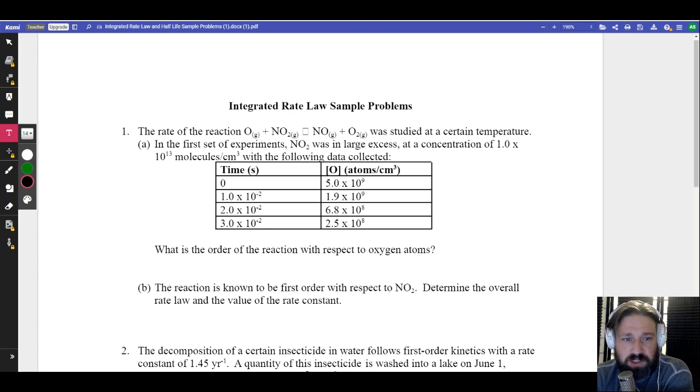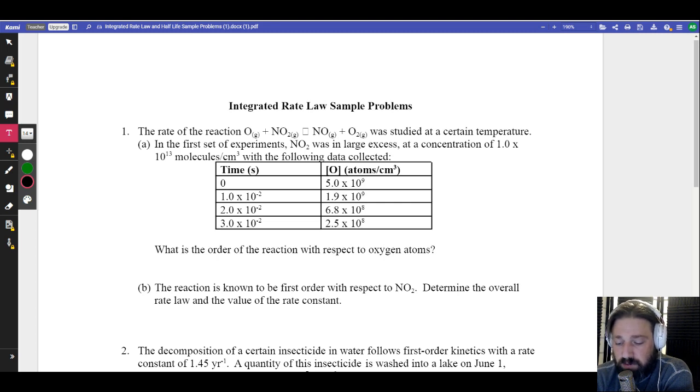The rate of the reaction of oxygen plus NO2 goes to NO plus O2 was studied at a certain temperature. The first set of experiments, NO2 is in large excess with a concentration of 10 to the 13th molecules per centimeter cubed. The following data is collected. All right, so basically, that's just saying there is a whole bunch of NO2.